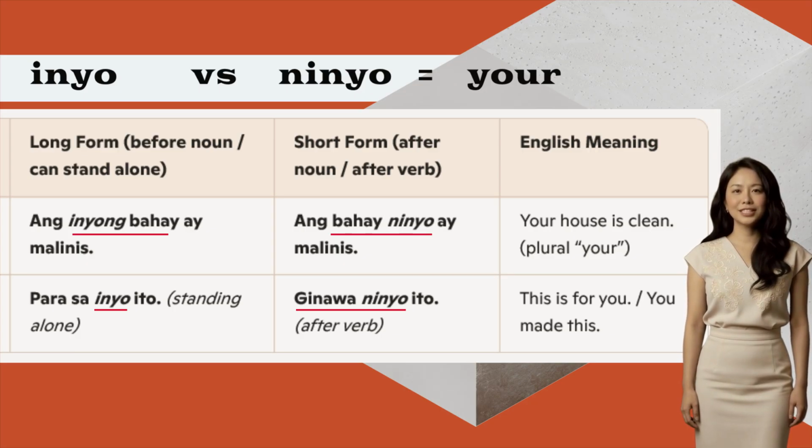So again, our key reminders here, inyo comes before the noun, or you can use it as a standalone pronoun. And then the short form, ninyo, comes after the noun or after the verb. So both forms mean you're in plural form. You're talking to a group.